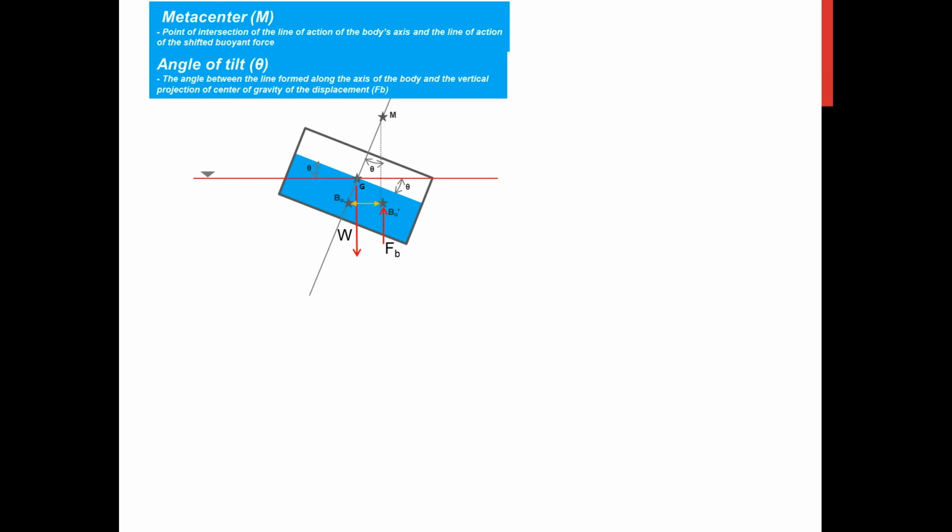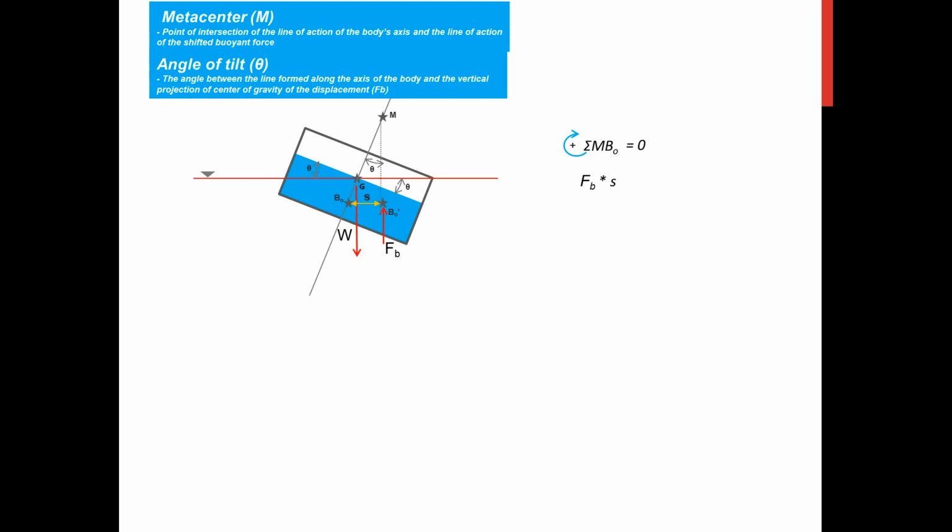Now, considering the distance between the original BO and the shifted BO, which is denoted by BO prime, say this is S, we can now perform summation of moments at BO to derive some important variables here. Of course, to maintain equilibrium, we need to equate that to 0. Positive clockwise rotation.